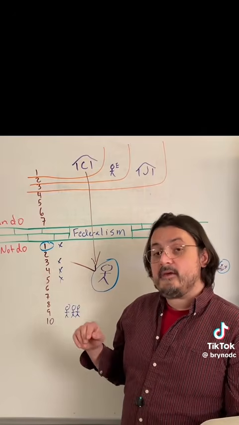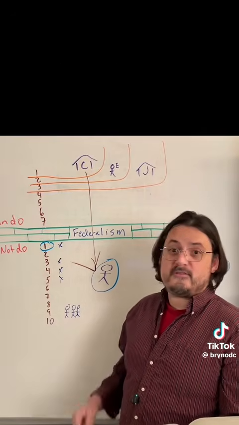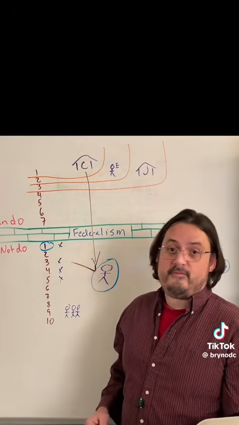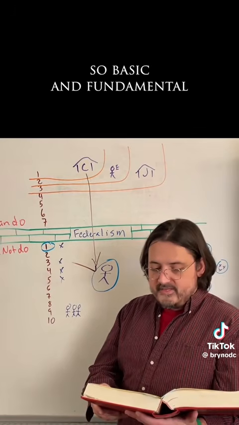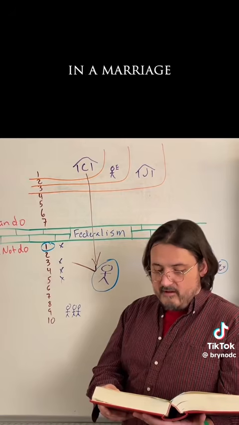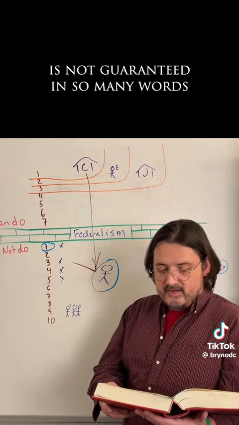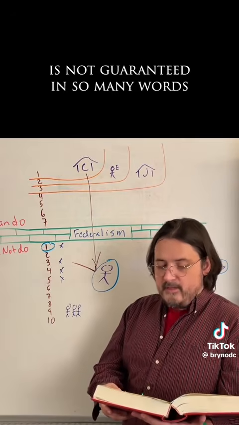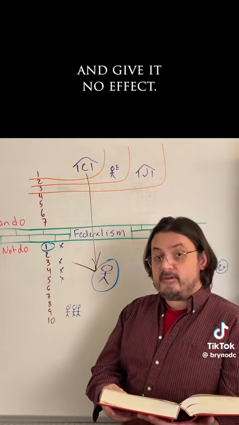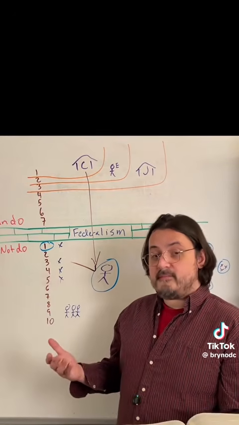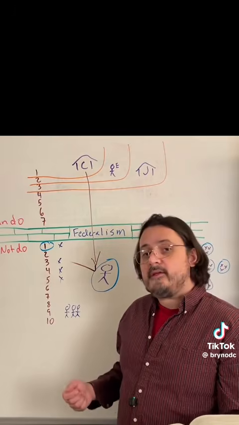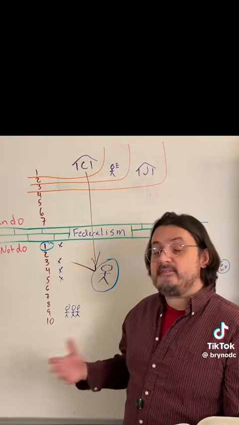And this is key because a lot of times people like to gloss over some of these things and be like, it's not really important. It is important. It wouldn't be there if it wasn't important. "To hold that a right so basic and fundamental and so deep-rooted in our society as the right of privacy in a marriage may be infringed because that right is not guaranteed in so many words by the first 8 amendments to the Constitution is to ignore the 9th Amendment and give it no effect." Okay, so they're saying here that privacy in the marriage is so fundamental, it has to be included in those 9th Amendment rights. To not include it would be to assume that the 9th Amendment means nothing, which we know we can't do.